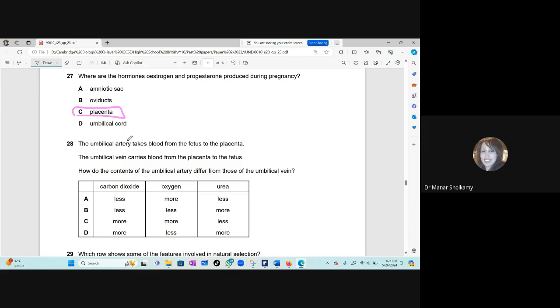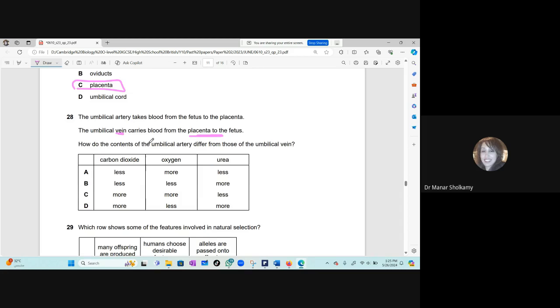28. The umbilical artery takes blood from the fetus to the placenta. The umbilical vein carries blood from the placenta to the fetus. How do the contents of the umbilical artery differ from those of the umbilical vein? D. Is it D? Yes. The carbon dioxide, more carbon dioxide.